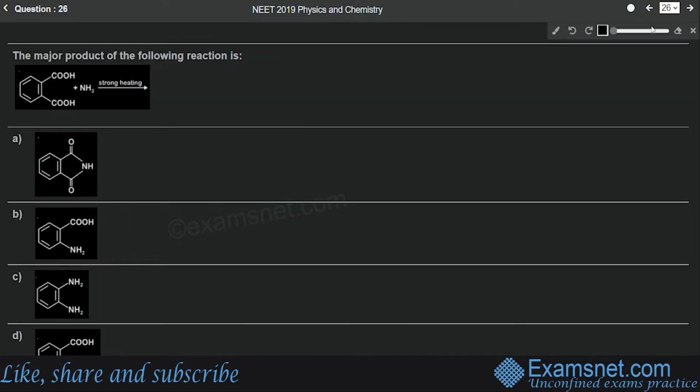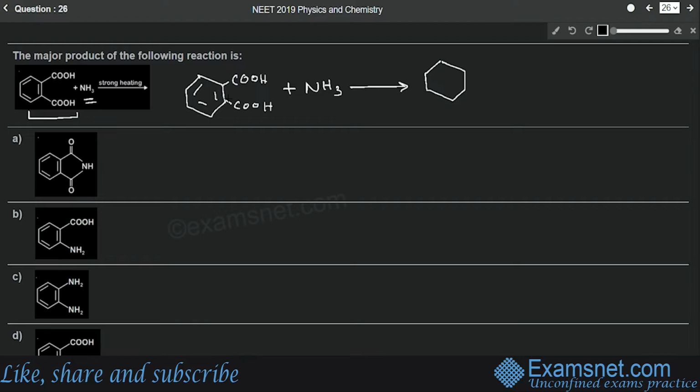Question number 26 is from the chapter Amines, and the question is: the major product of the following reaction is. We can see that on the reactant side we have phthalic acid and ammonia. So let's draw the structures again. This is our phthalic acid, that means two carboxyl groups at adjacent carbons of the benzene ring, and this is reacting with ammonia. So what will be formed? The first intermediate will be ammonium phthalate.